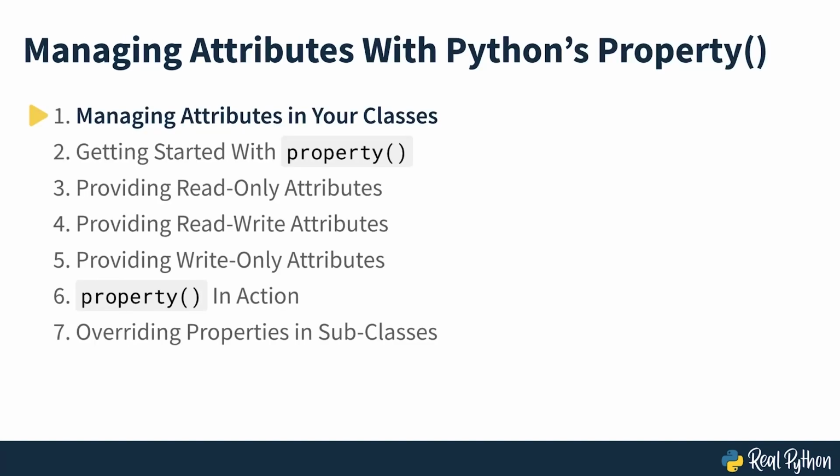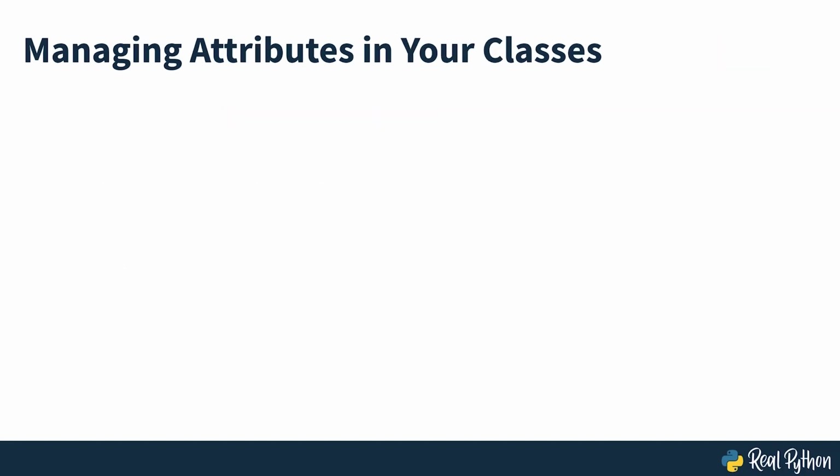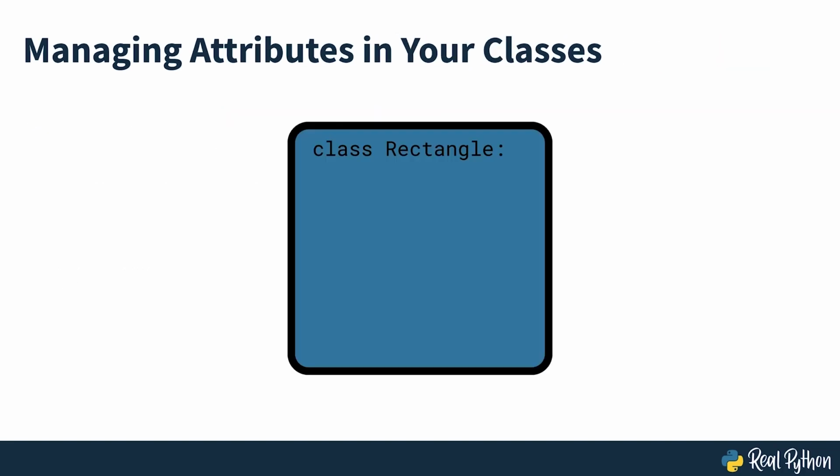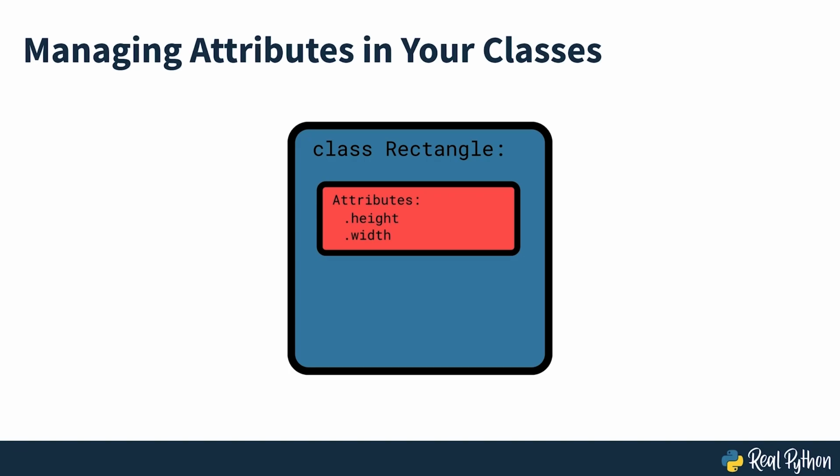Managing attributes in your classes. When you define a class in an object-oriented programming language, you'll probably end up with some instance and class attributes. In other words, you'll end up with variables that are accessible through the instance, class, or even both, depending on the language. Attributes represent or hold the internal state of a given object, which you'll often need to access and mutate.